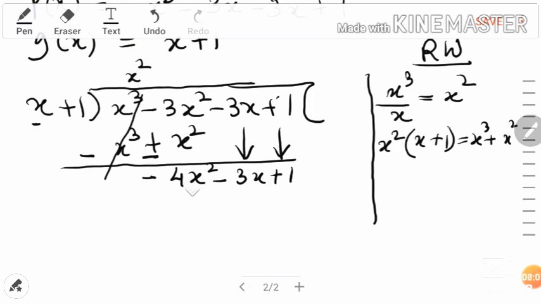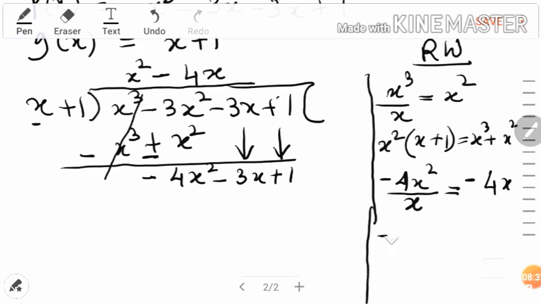To find the second term, you take the first term of the remainder or the term with the highest power, minus 4x square, and divide it by the first term of the divisor or the term with the highest power in the divisor. So on dividing, we get minus 4x. So minus 4x is the second term of the quotient.